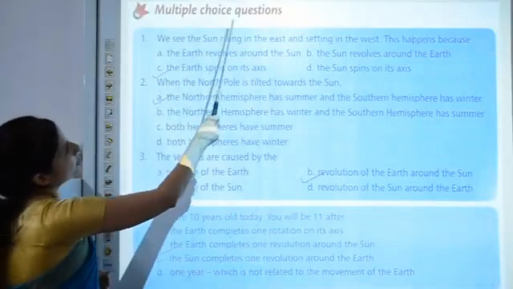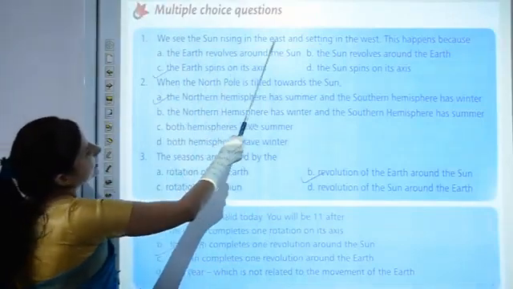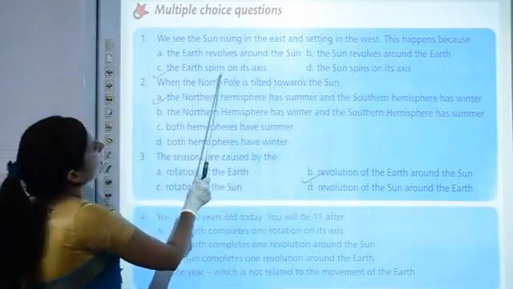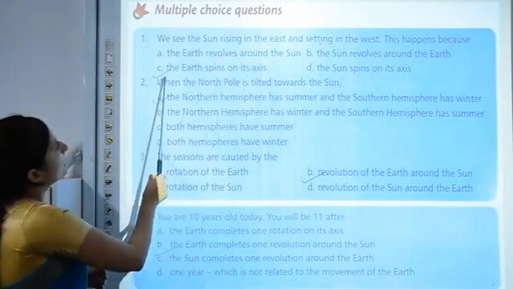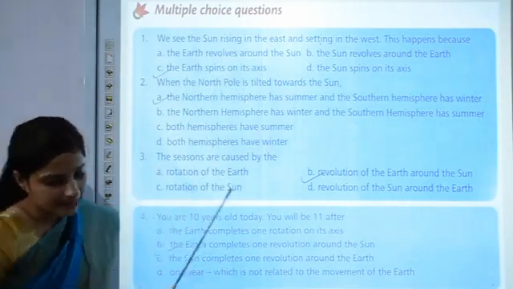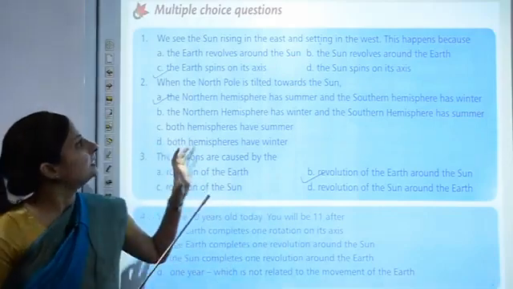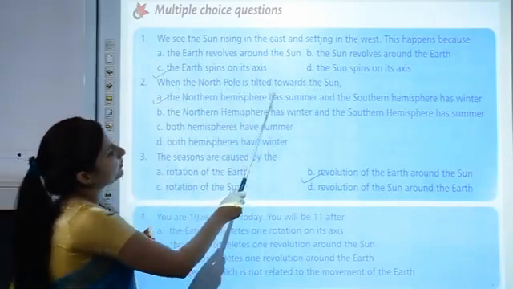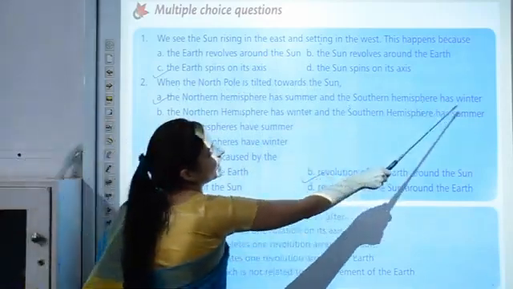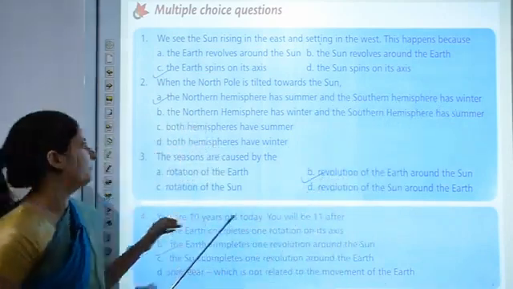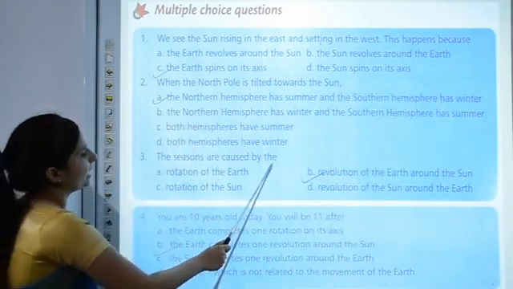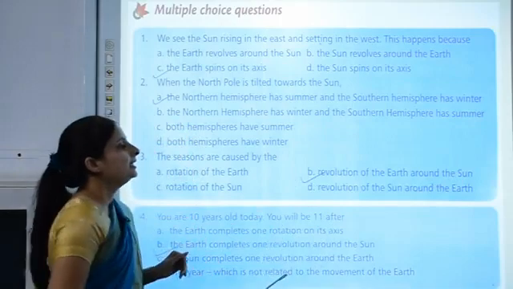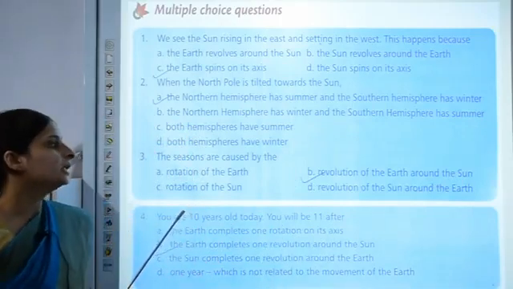Now coming on to the multiple choice questions, we see the sun rising in the east and setting in the west. This happens because the earth spins on its axis. So over here C is the correct answer, because the earth spins towards the east. When the North Pole is tilted towards the sun, the northern hemisphere has summer and the southern hemisphere has winter, as we learned through the diagram. The seasons are caused by the revolution of the earth around the sun. So over here B is the correct answer. Seasons are caused due to the revolution of the earth.